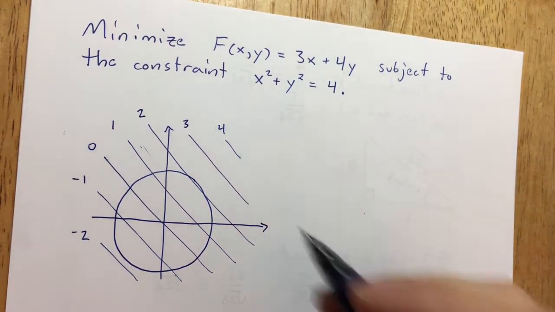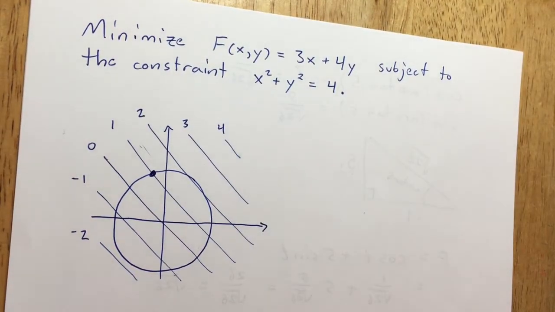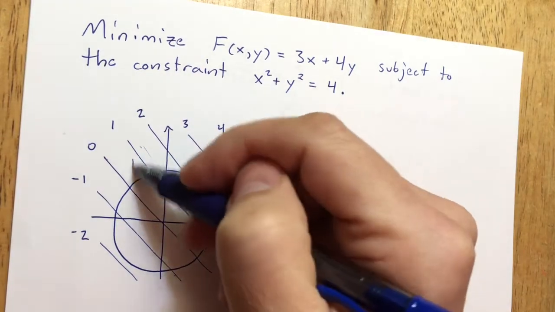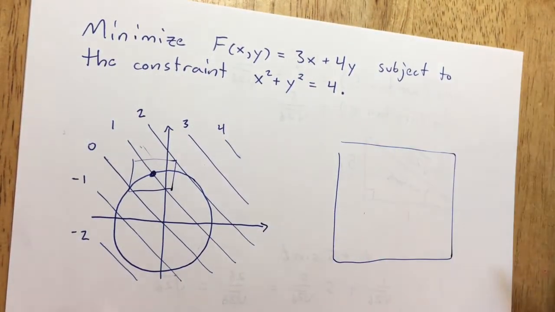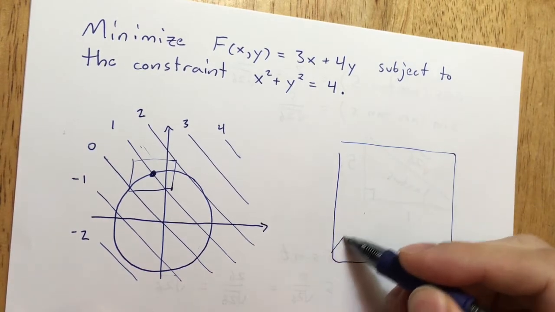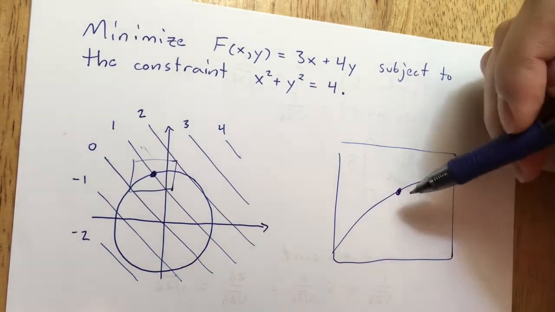So let's just pick a point. Let's pick a point over here. And let's just take a look at that point. Could the maximum or minimum be there? Well, let's zoom in to this region over here and take a closer look at what's going on. So zooming in, what we have here is the circle, the arc of the circle, we've chosen a point, and we have our level curves.